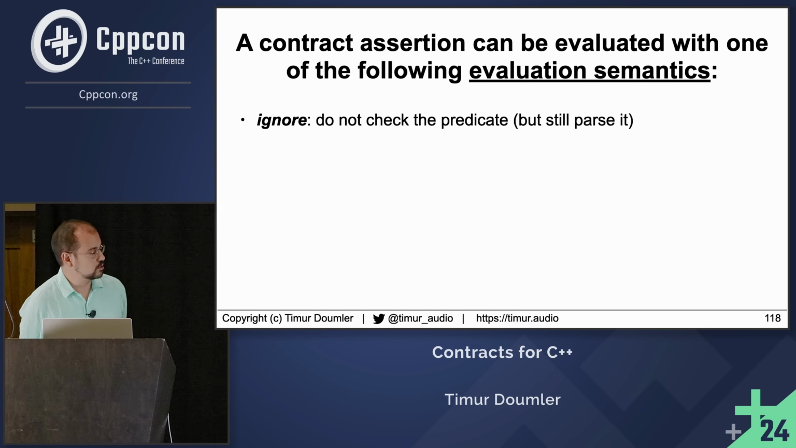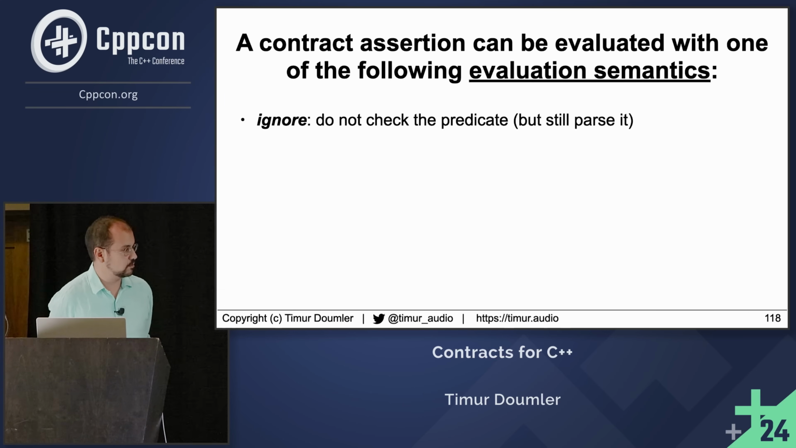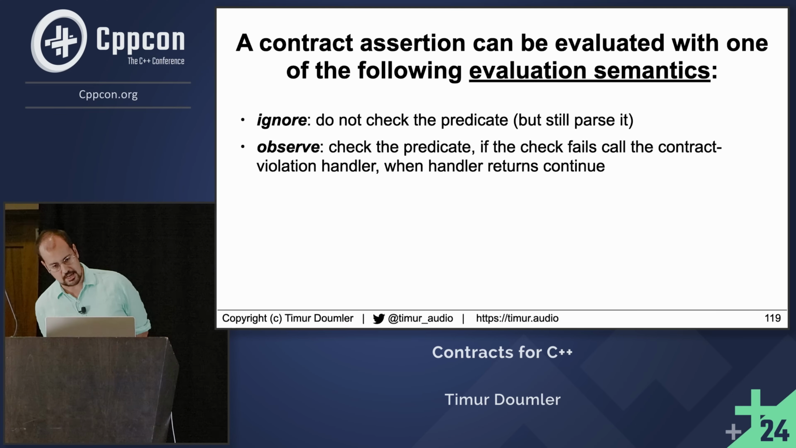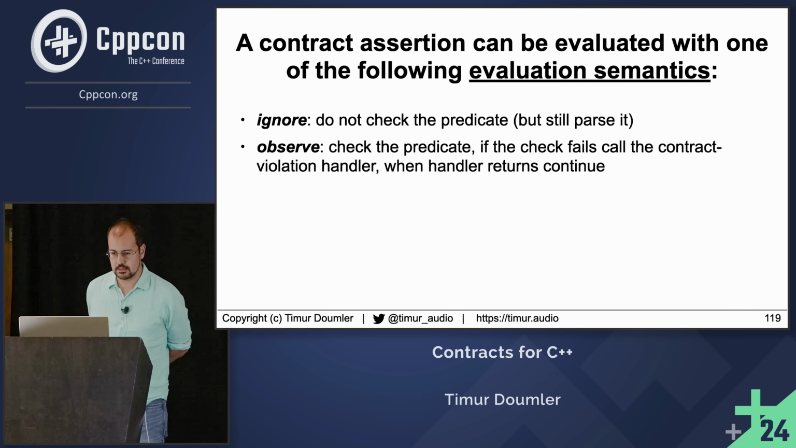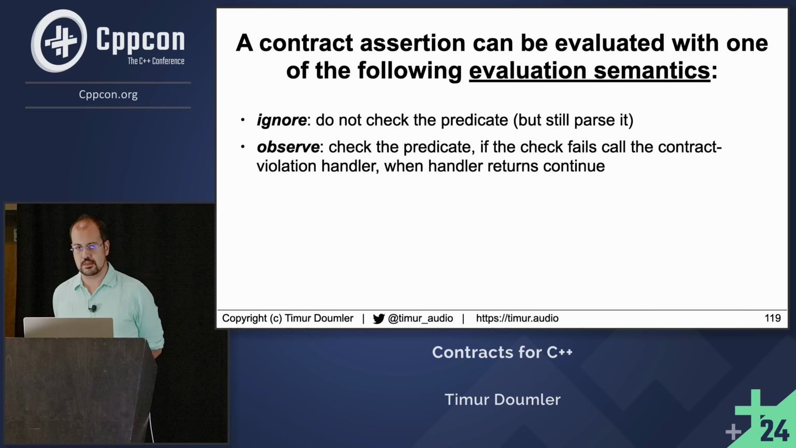So that's what you do if you don't want to spend any cycles on checking any of your contracts because you know that your program is correct for whatever reason. Then there's observe, which is a little bit more than that. It does check the predicate, and if the predicate fails, it calls the contract violation handler. But when the contract violation handler returns, it just continues execution.